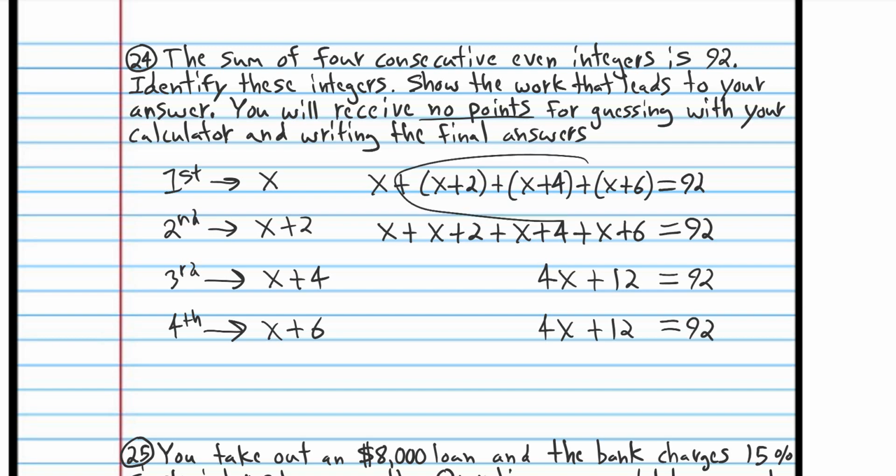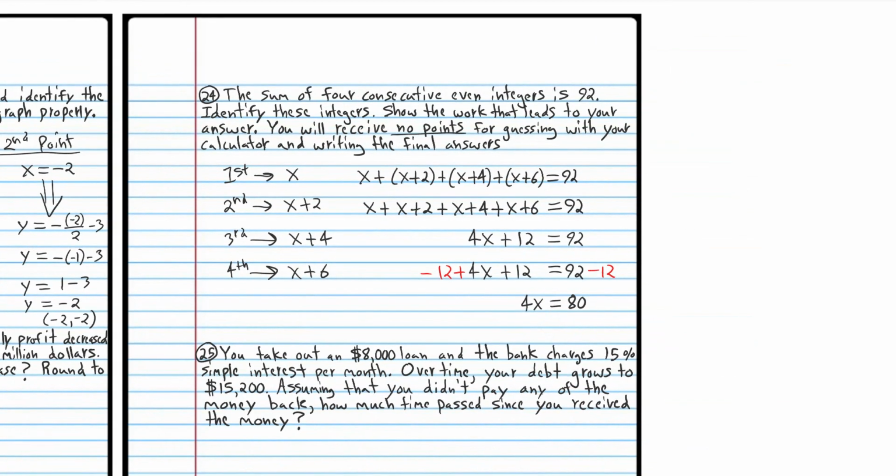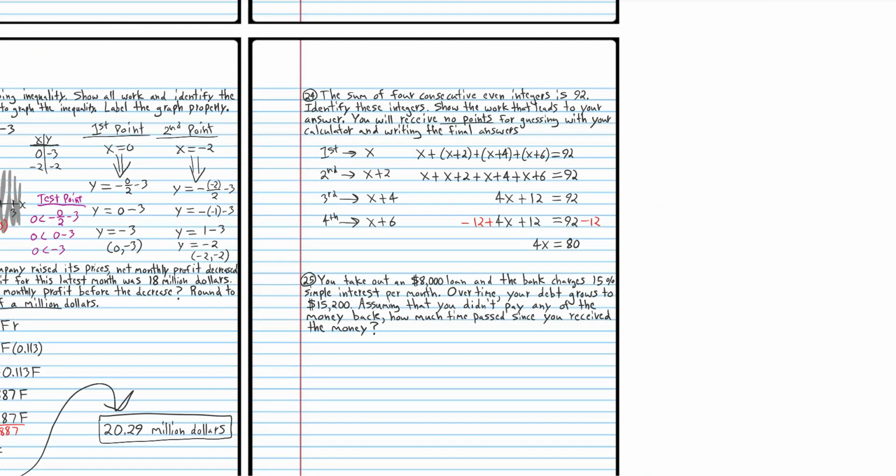And technically these are parentheses, but I'm not talking about those types of parentheses. I'm talking about when you use the distributive rule. So we're going to rewrite the equation each time here. So minus 12 on both sides. And on the right side of the equation, we get 80. And let me move this down a little bit.